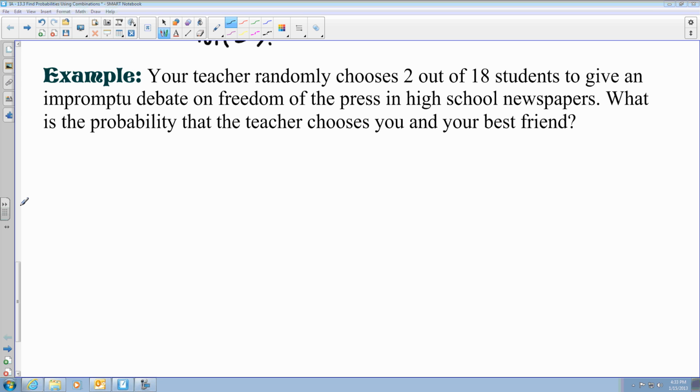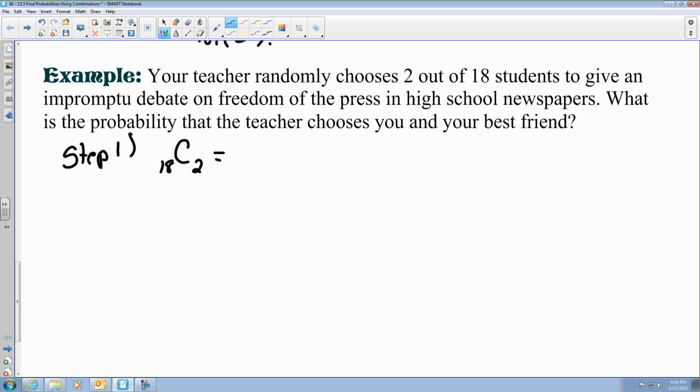So just like finding probability with permutation, finding probability with combination has steps in it. So step 1 is, first we must find the combinations of n objects taken r at a time. So for this particular one, we're going to go C. We have our n is going to be 18, and our r is going to be 2.